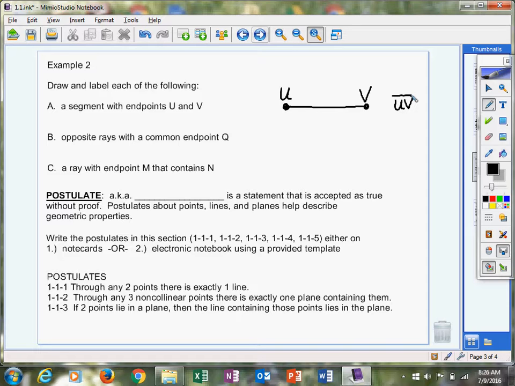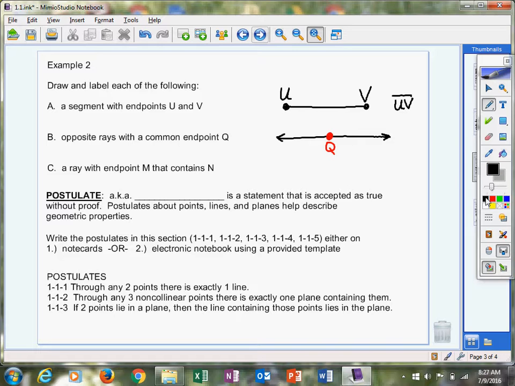Now they want us to do in letter B opposite rays with a common endpoint Q. Now feel free, if you want to color code this, you can. If you want to make it pop a little bit, that's fine. I would draw a straight line. That's how I would get this thing going. Go ahead, and I'm going to switch colors. I'm going to switch to red and draw the common endpoint Q. We'll go ahead and do that right now.